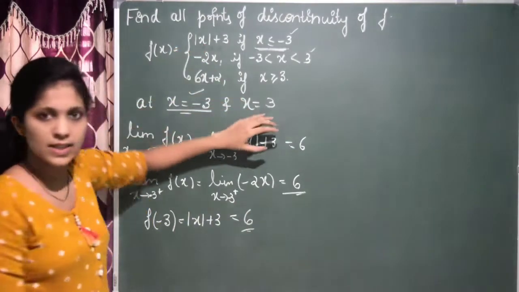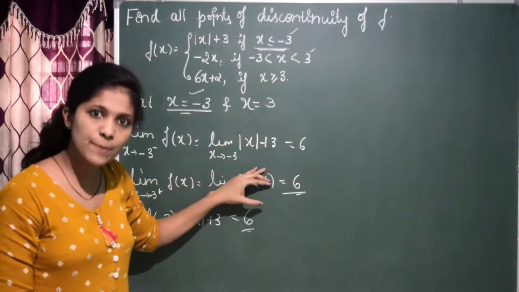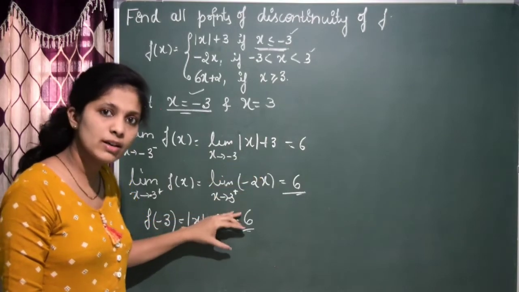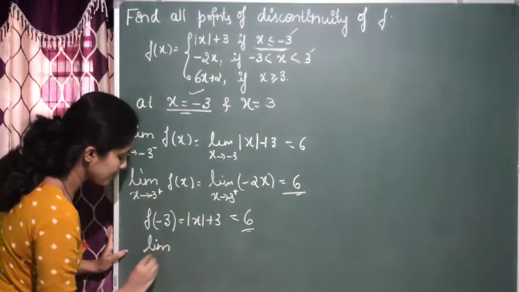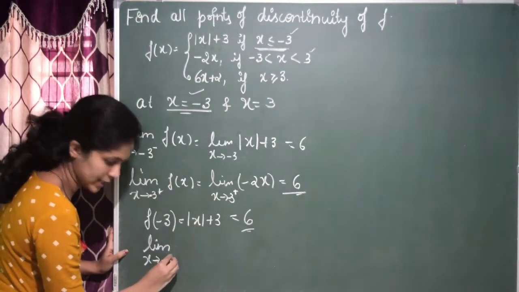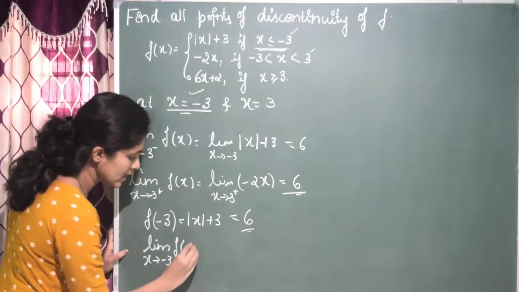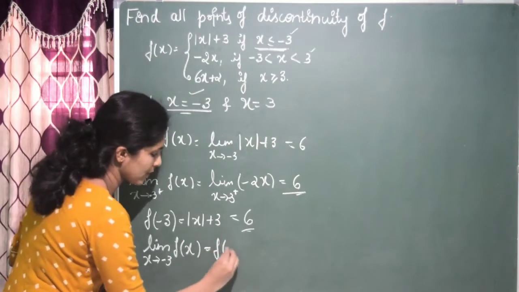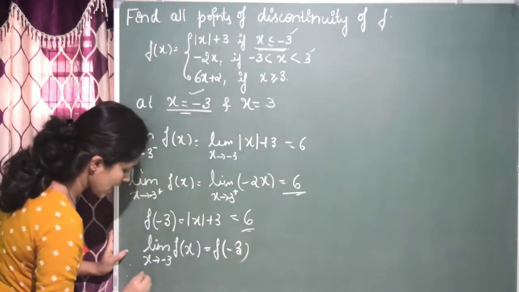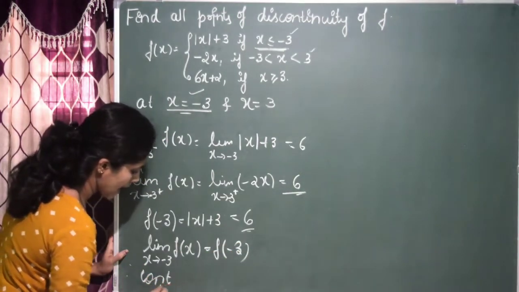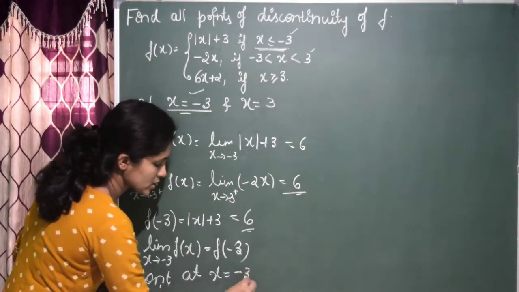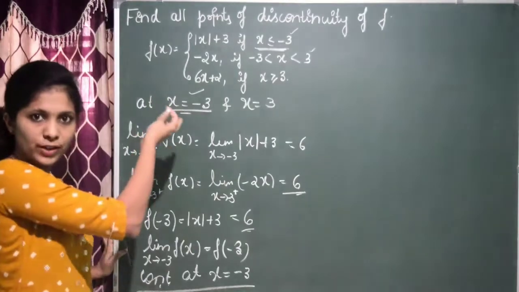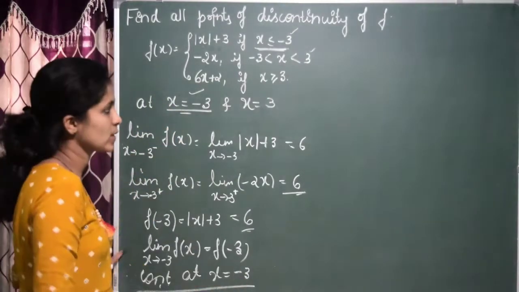So here you can see the left hand limit is equal to the right hand limit, which is equal to the value of f at minus 3. So by this we can say that limit of x tending to minus 3 of f of x is equal to f of minus 3. So the function is continuous at x is equal to minus 3. I hope you understood this one. The function f of x is continuous at x is equal to minus 3.